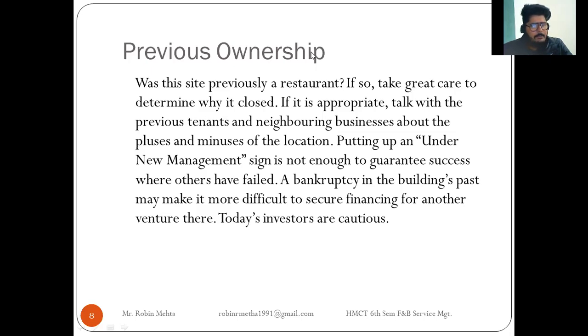You have to clear that first, or you can ask the previous owner to clear it. Before buying that particular place, you have to clear that, and then you buy it, so that in future you stay safe.